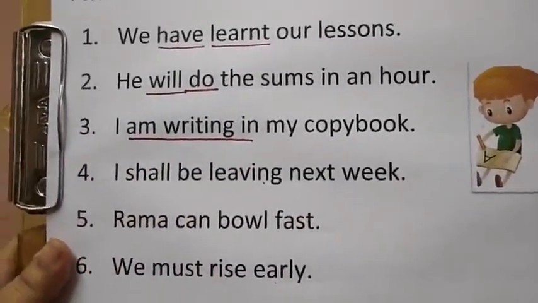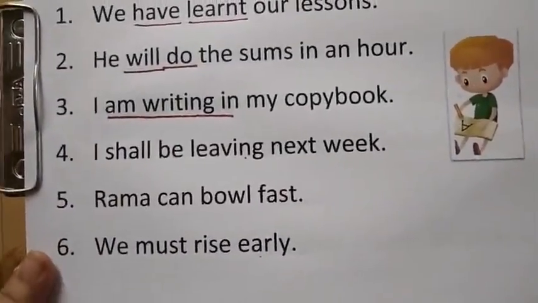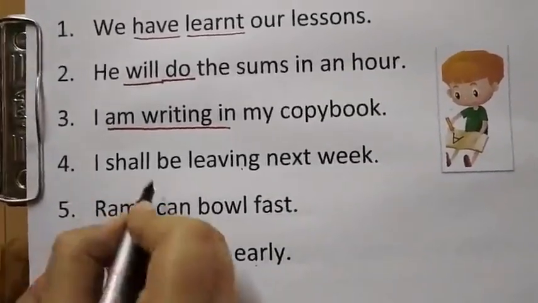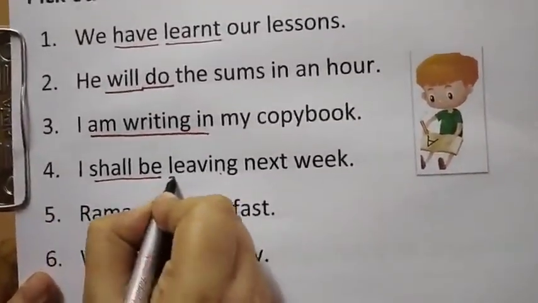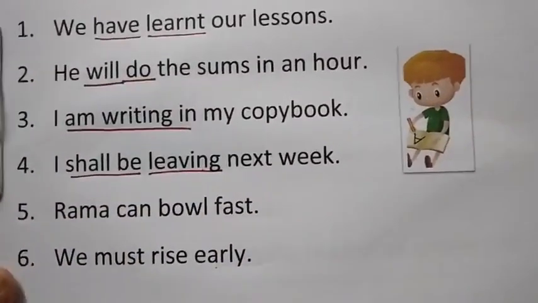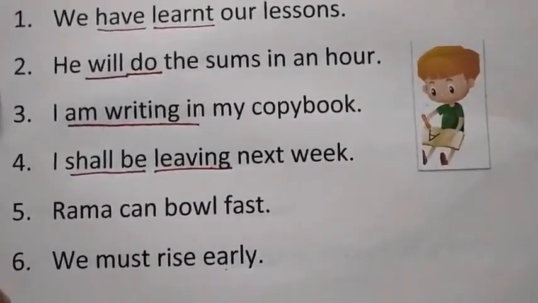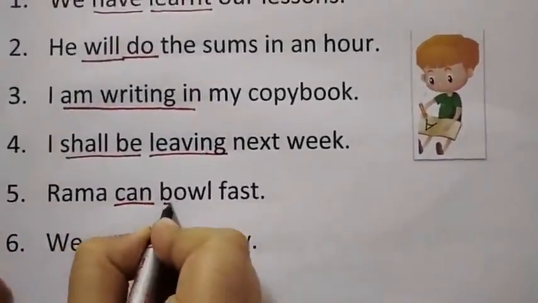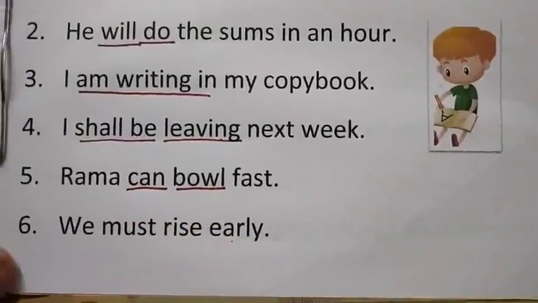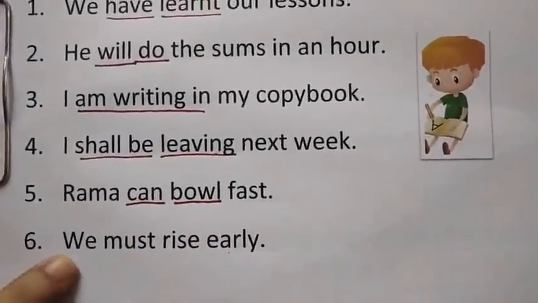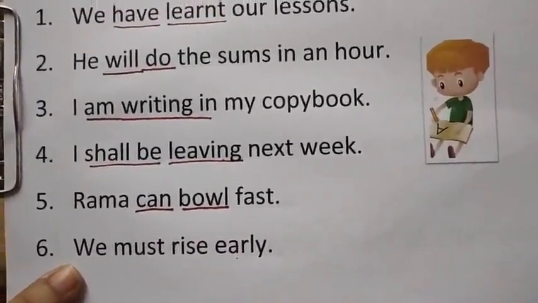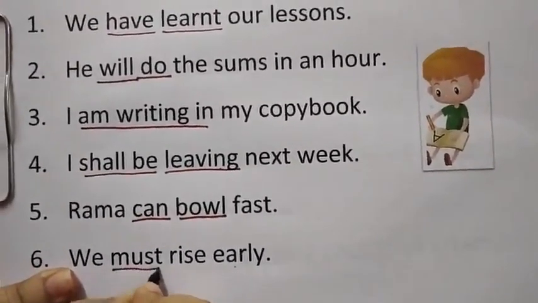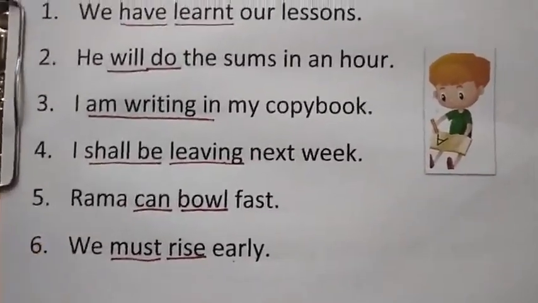Fourth part, I shall be leaving next week. So here we have to underline both the verbs, shall be leaving. In the fifth part, Rama can bowl fast. So here the helping verb is can and bowl is the main verb, but we have to underline both of them. Sixth part, we must rise early. So here we have to underline both of them, must rise.